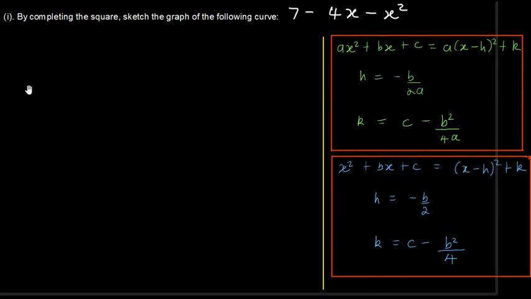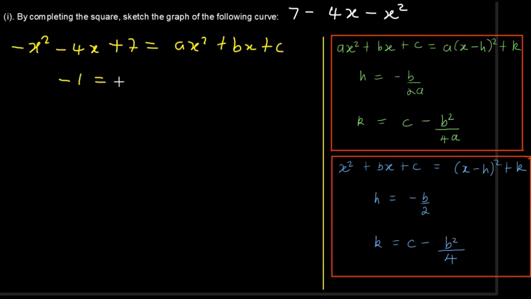So we have another one. By completing the square, sketch the graph of the following curve: 7 minus 4x minus x squared. We'll just use the same procedure. First we have to rearrange our equation. So we have minus x squared minus 4x plus 7, in the form ax squared plus bx plus c. So of course minus 1 is a, minus 4 is b, and 7 is c.